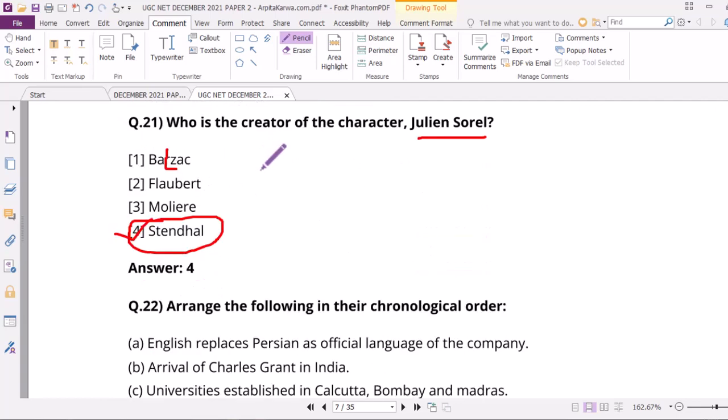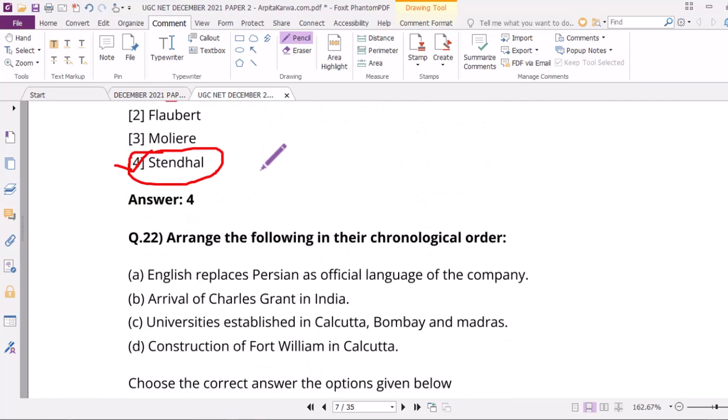Next, moving to the question: arrange the following in their chronological order. This question belongs to the history of the English language in India, that is, how English came to be introduced in India, and it is a basic part of your NET preparation. The construction of the old fort started in Calcutta in 1698, and Fort William was completed in 1706 and named in honor of the King of England.